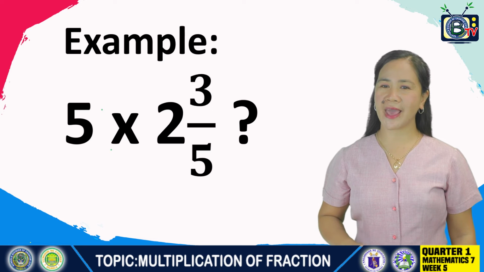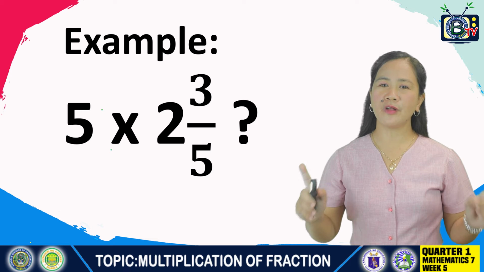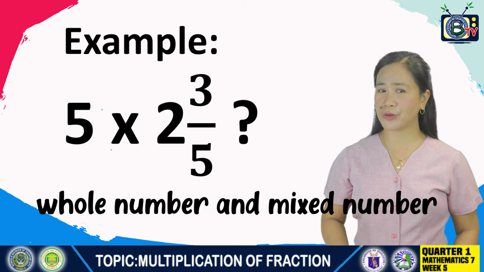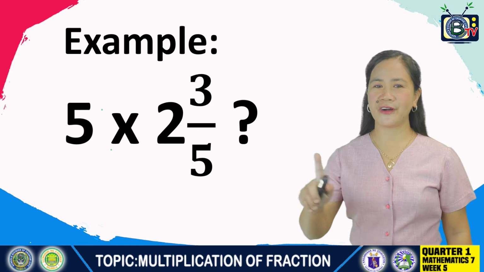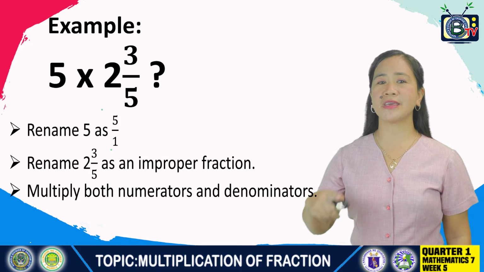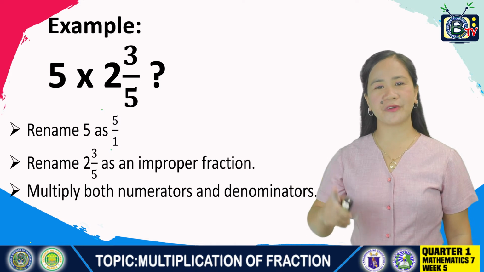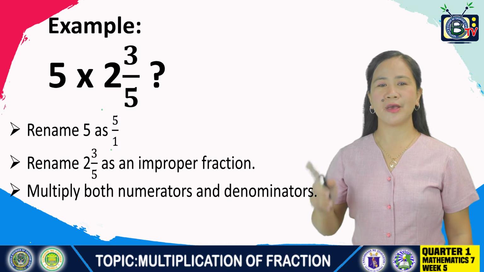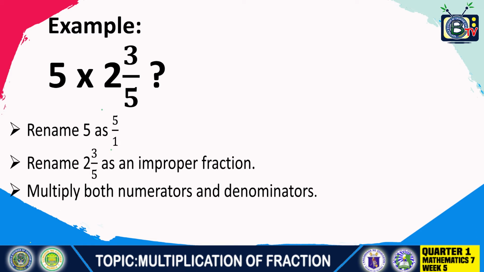What about if we have 5 times 2 and 3/5? We are multiplying a whole number and a mixed number, right? So what will we do? First, rename 5 as 5 over 1, or rename it as a fraction. Second, rename 2 and 3/5 as an improper fraction. Then, lastly, multiply both numerators and denominators.